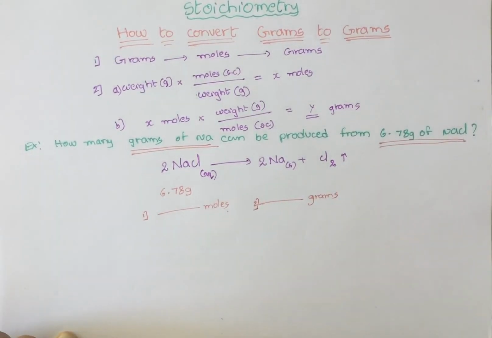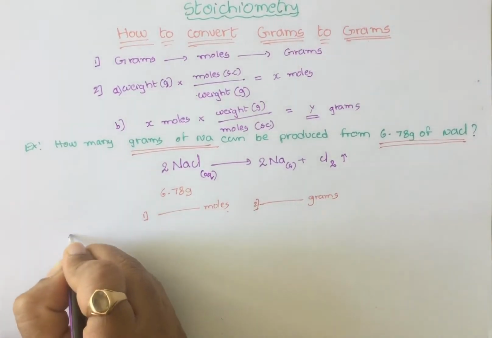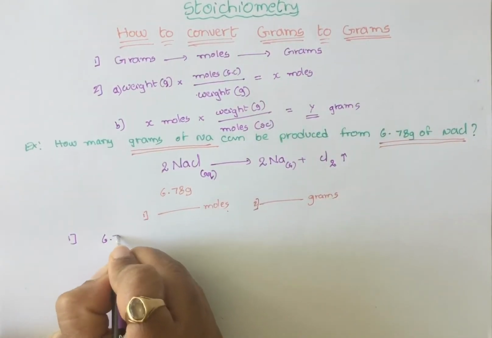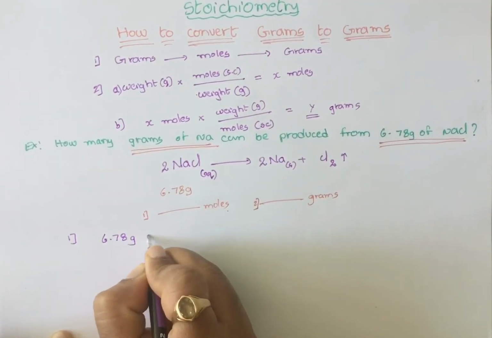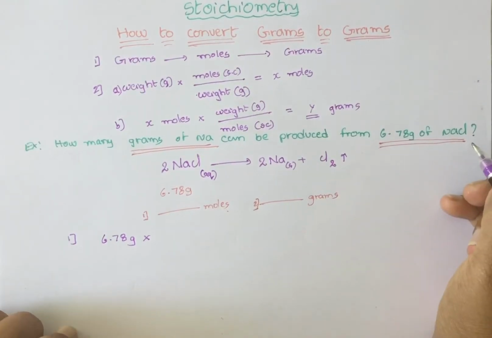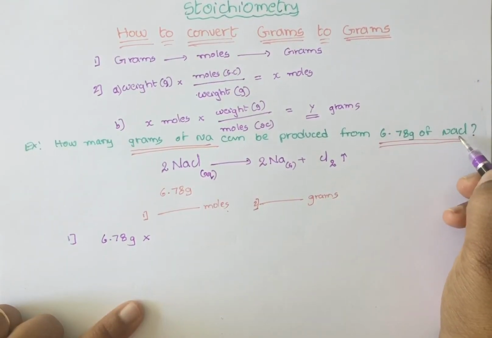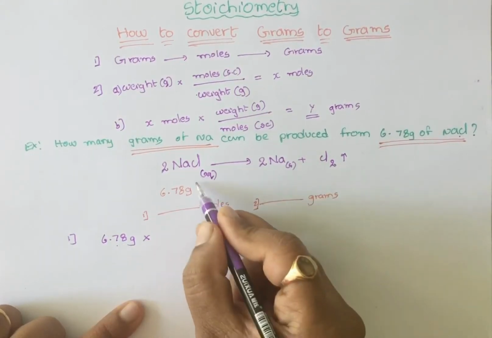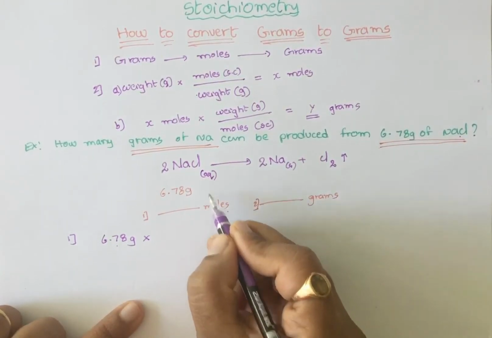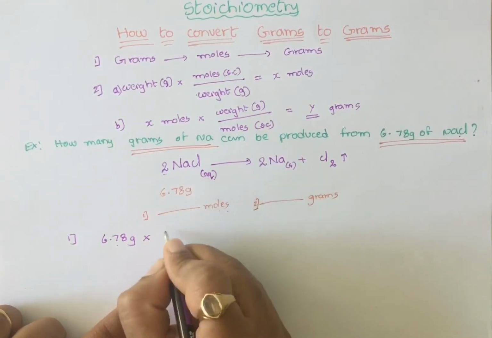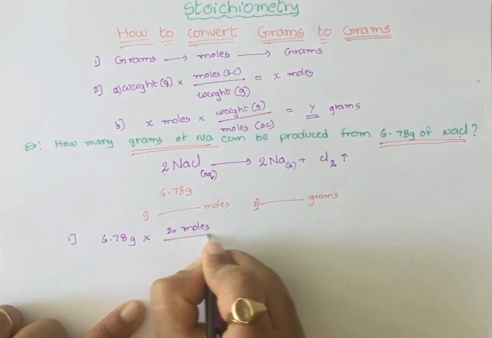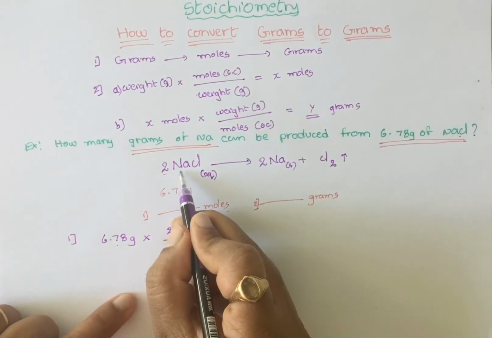Now let us start. What is the first step here? As I said, first step, take the given weight. What is the given weight? 6.78 grams should be multiplied with moles of sodium chloride, because we are converting sodium chloride grams into moles. So how many moles? The stoichiometric coefficient is 2. So 2 moles divided by its gram molecular weight.